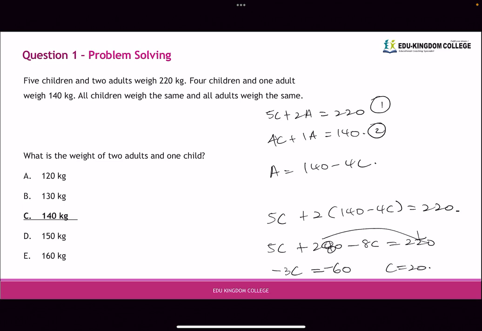So c equals 20, okay, which means 4c is 80, so 80 plus 1a equals 140, meaning that a equals 60. Okay, so c equals 20, a equals 60. What's the weight of 2 adults? So 120 plus 1 child equals 140, so it should be C.